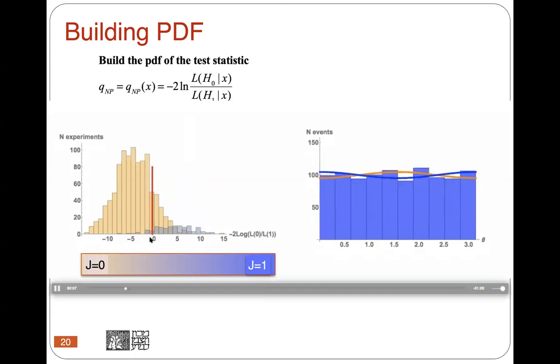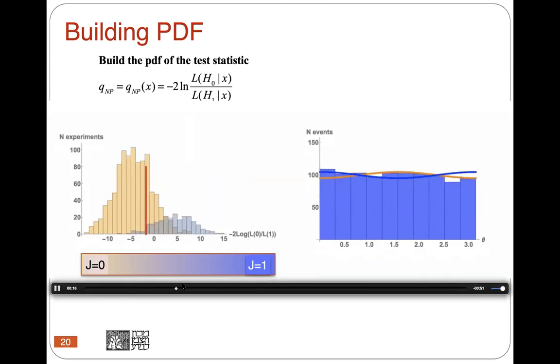Now I play the same game exactly. Now if I look here, okay, great. These experiments give me a very high result, which is very compatible with spin one. And indeed, you see that the data is very compatible with spin one. This is one LHC experiment after a year, but with simulation.